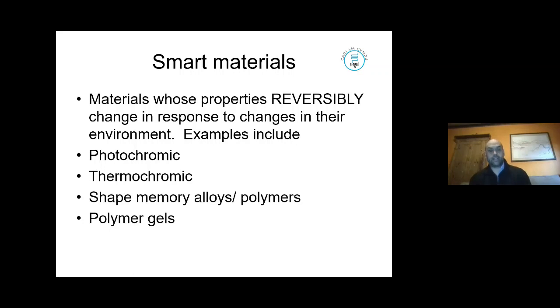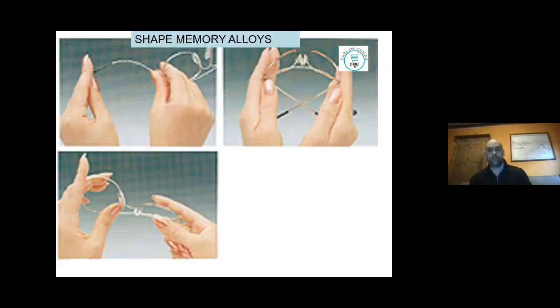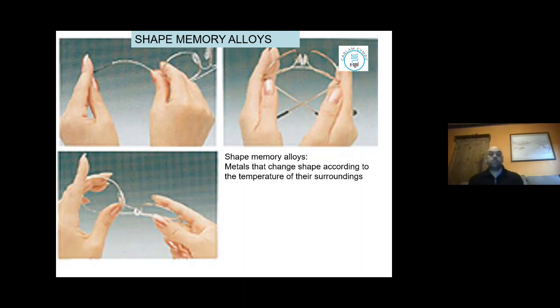So let's look at these sort of materials. Hopefully you'll be familiar with them, and hopefully you know what kind of material we've got here. This is a shape memory alloy. And you need to know or be able to tell the examiner what property changes and what causes that change. So if I was asked about shape memory alloy, I would say they're metals that change shape according to the temperature of their surroundings. What causes that change would be a change in temperature, either hot or cold.